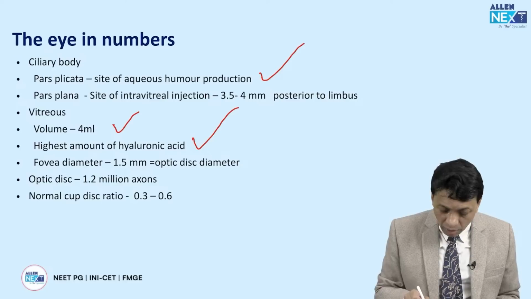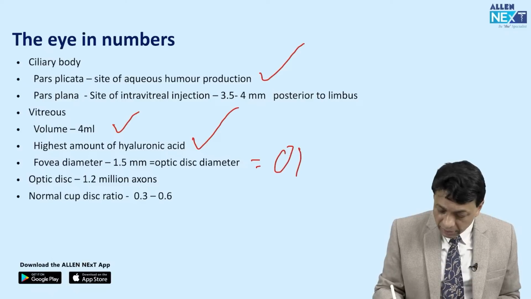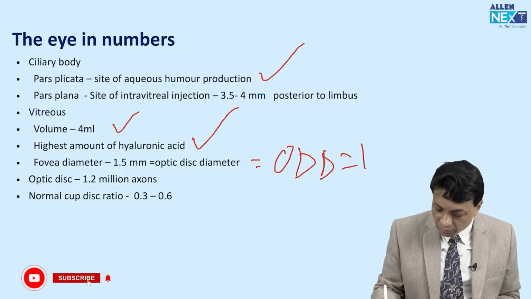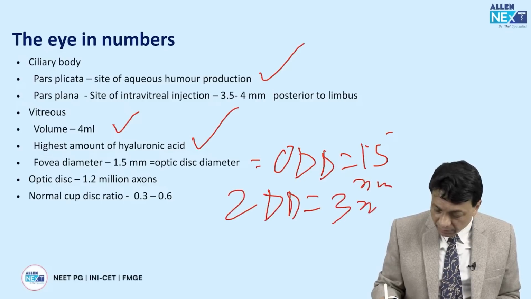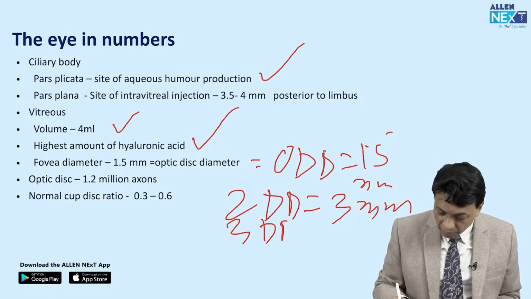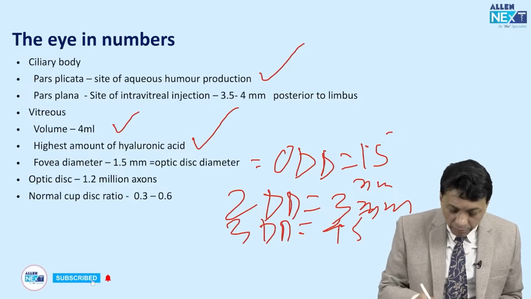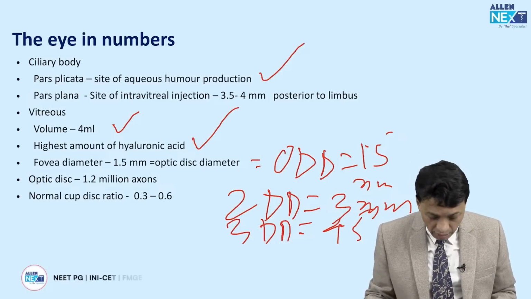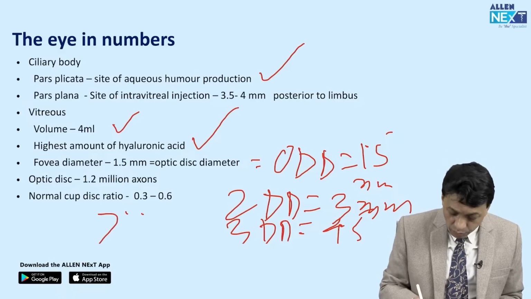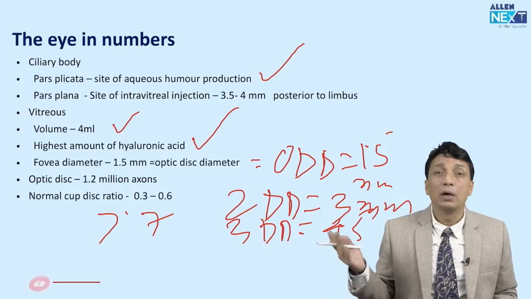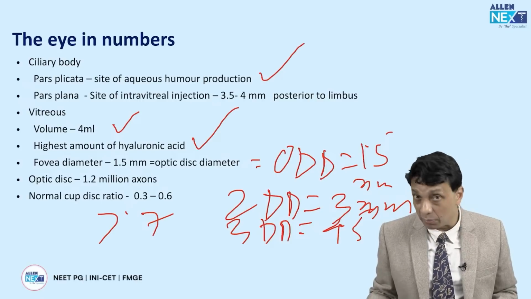Foveal diameter is 1.5 millimeter. You have to memorize this, the same as optic disc diameter. So remember, optic disc diameter, 1 ODD, is 1.5 millimeter. So we can ask you what is 2 disc diameters. You should be able to calculate as 3 millimeters. If I ask you 3 disc diameters, you have to remember 4.5 millimeter. Okay, 1 disc diameter is 1.5. And the optic disc has almost 1 million axons, 1.2 million, and the normal cup disc ratio is 0.3 to 0.6. So anytime it goes more than 0.7, you start suspecting glaucoma. Okay, so ladies and gentlemen, these are the most important numbers that we require from you. You have to remember all of them.